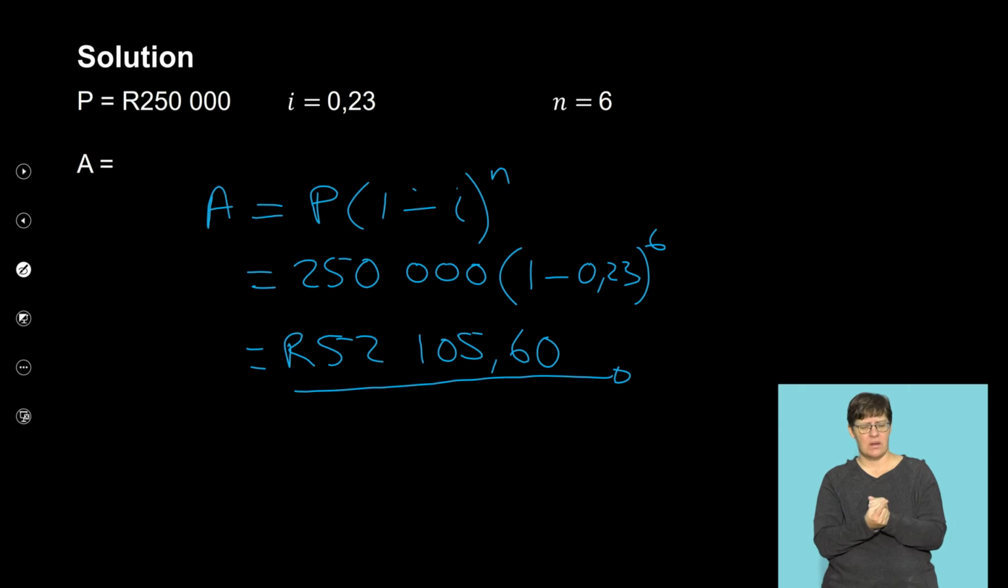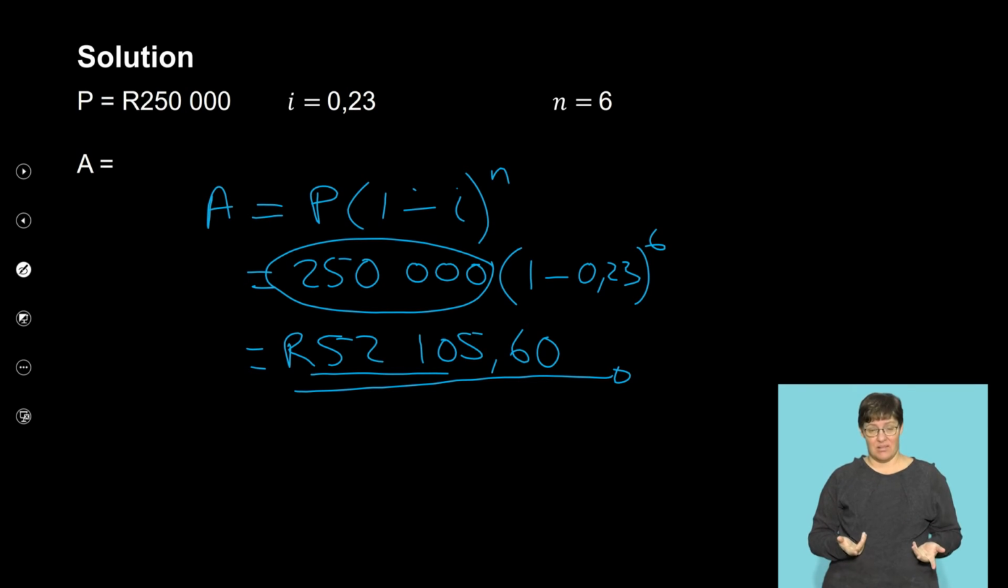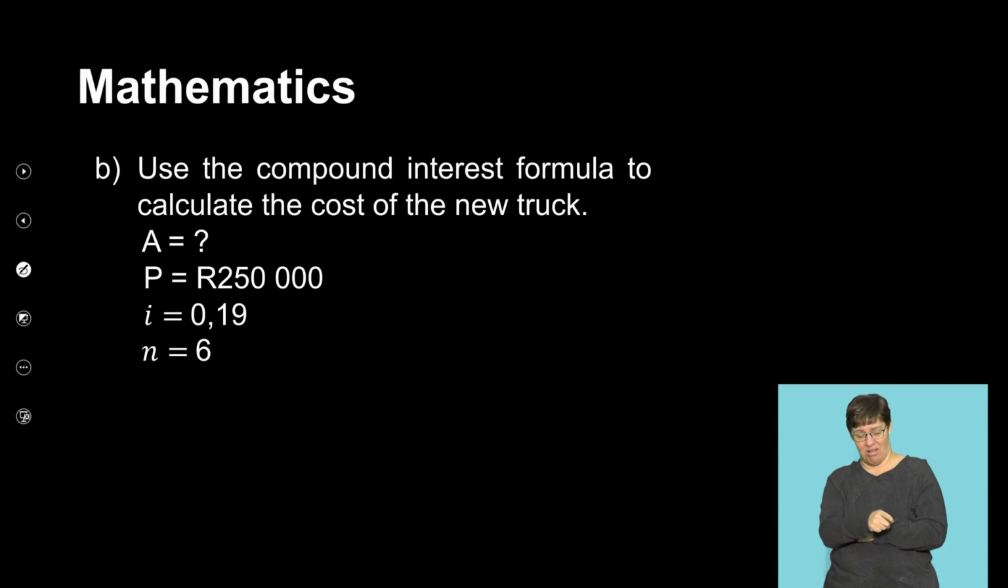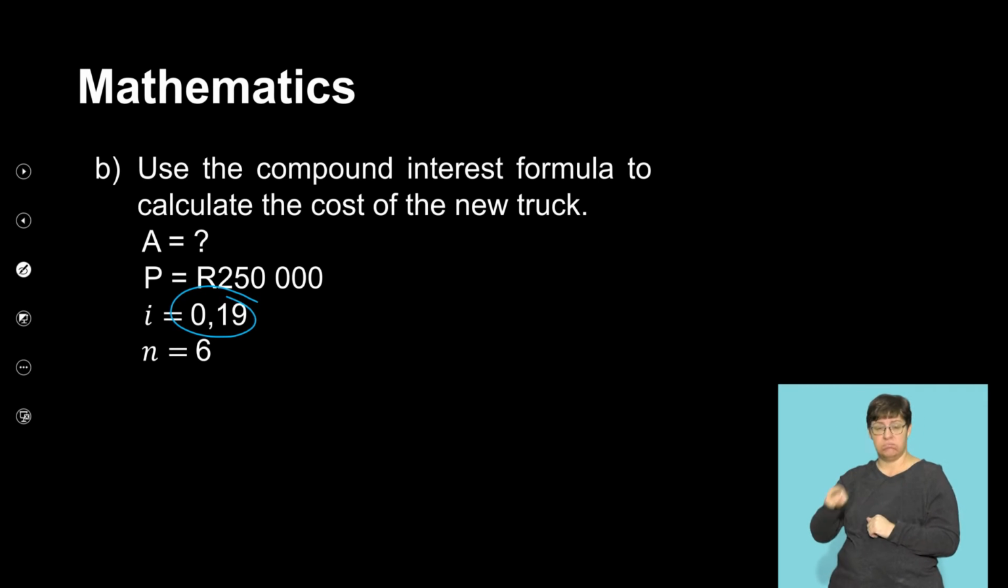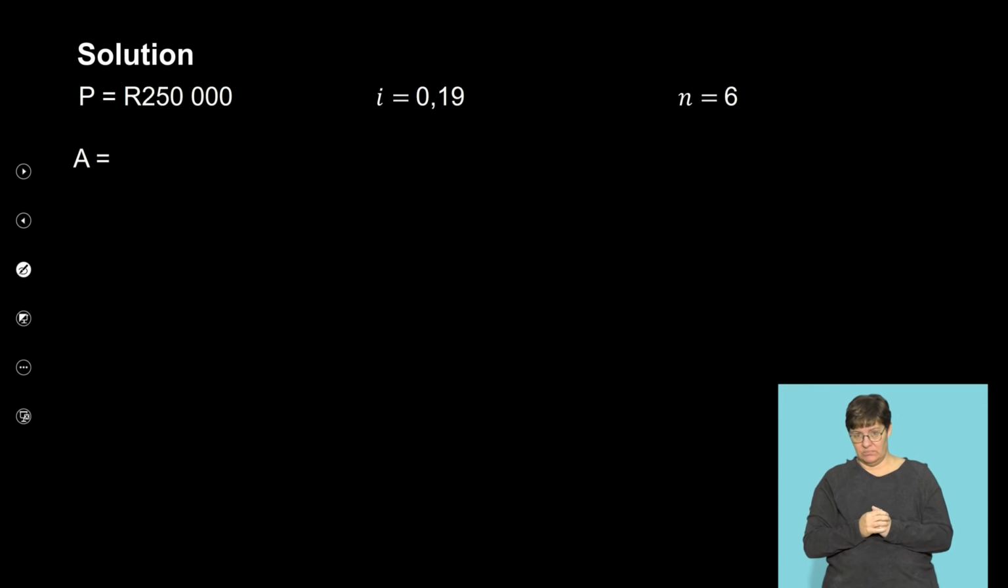Now, look at what is happening here, guys. You bought this thing as a company for 250,000. After 6 years, you can only sell it at 52,000. So the difference in this is more than 180,000. So you can really see that this is a big loss. But because the company knows that the truck will be costing a bit more after the 6 years because of the inflation of 19%, they then also calculate how much the truck will cost, the new truck that they need to buy after the 6 years.